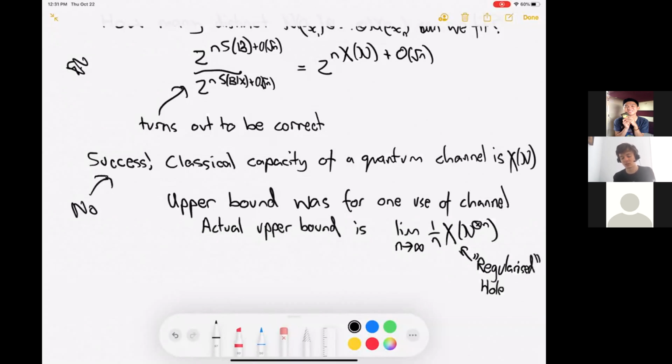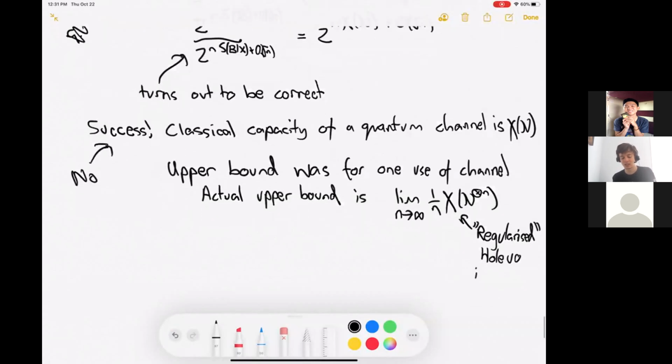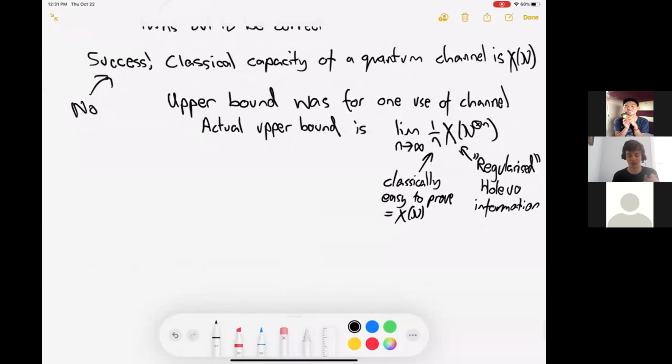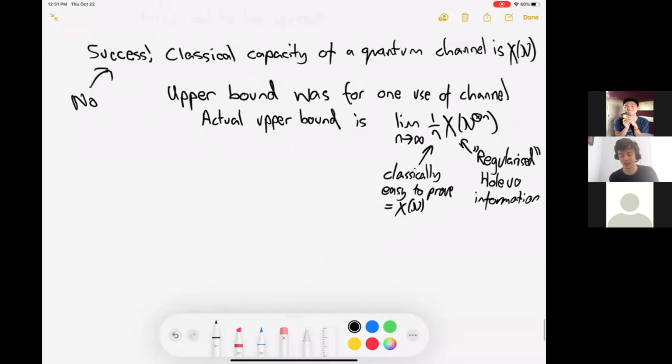And if the channel was classical, it's been a known fact for decades that this would still just be χ(N), right? So classically, it's easy to prove. This is equal to χ(N). And for a long time, people tried to show this was still true quantum mechanically. They couldn't do it, but they really struggled to find any evidence that it wasn't. For a long time, people really hoped that this would actually be true, that it was still just equal to χ(N).